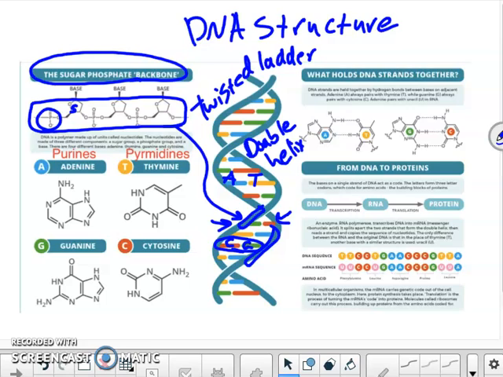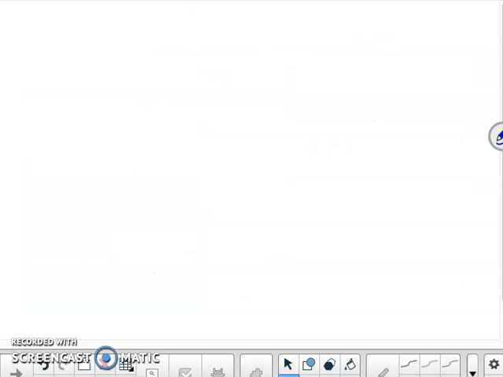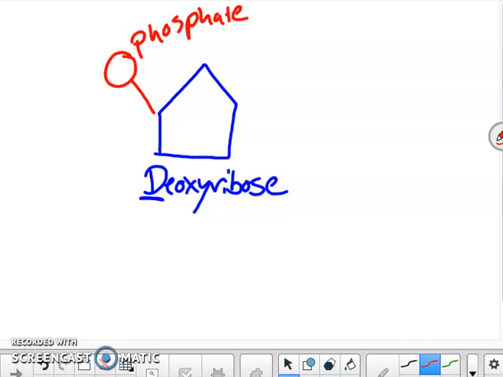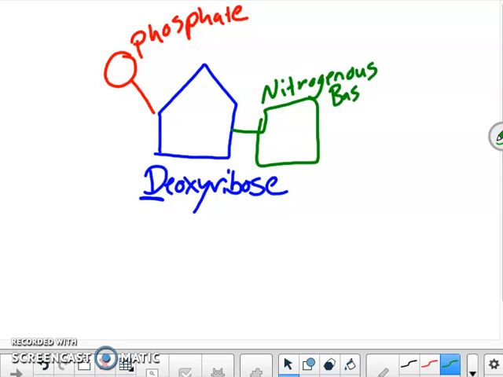So let me show you just another representation of the DNA. We have our sugar, that's called deoxyribose. That's where the D in DNA comes from. We have a phosphate, which I always call the satellite dish. And we have a base, which I call the garage. And it's called a nitrogenous base. And this whole thing is called a nucleotide.